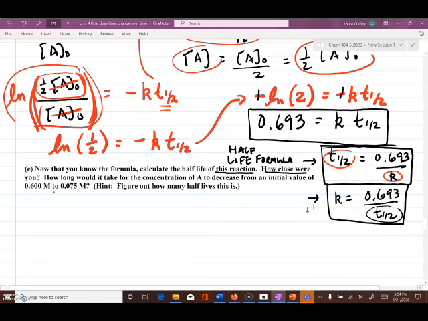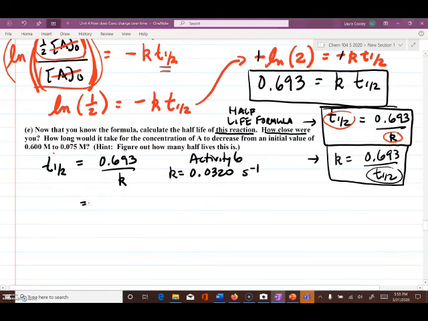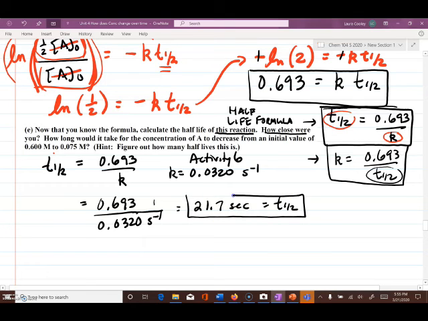And so we need to calculate the half-life for this reaction. So we're going to use that formula. T1/2 is 0.693 over the k. Remembering this is activity 6 that we started on a while back, the k is 0.0320 inverse seconds. So just take 0.693 divided by that. Notice the units are going to be the reciprocal of inverse seconds, or seconds, which is very nice because that makes sense. So the half-life is 21.7 seconds.